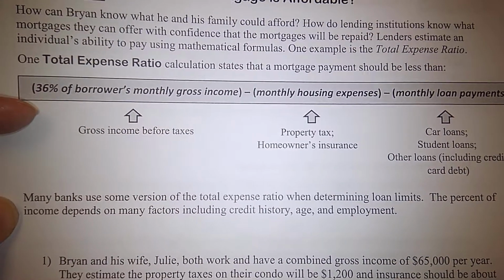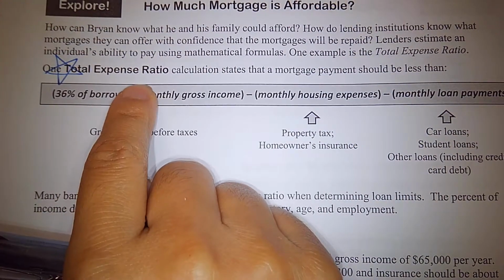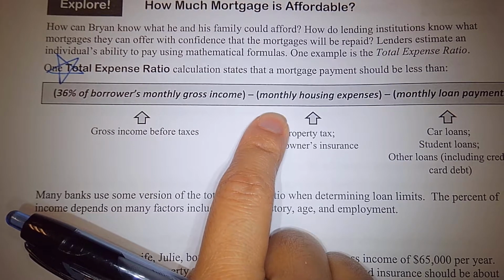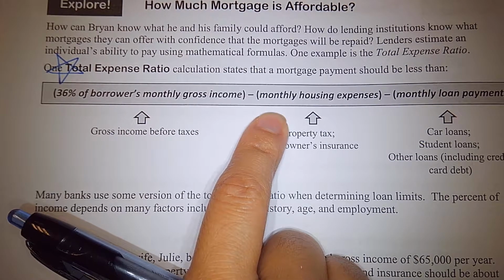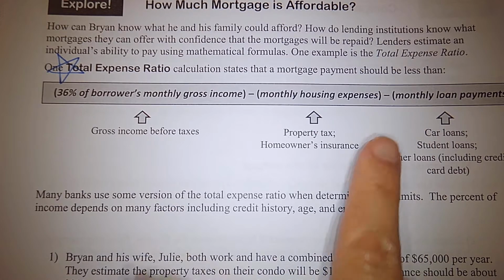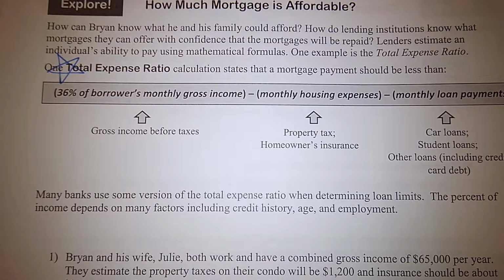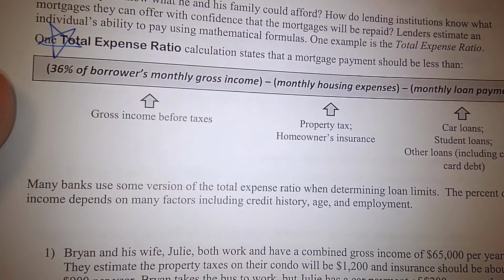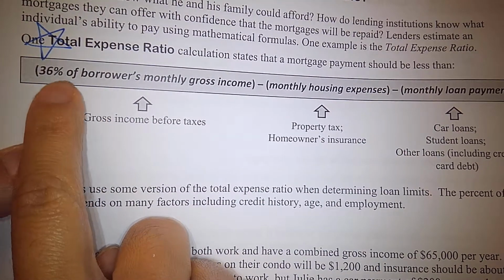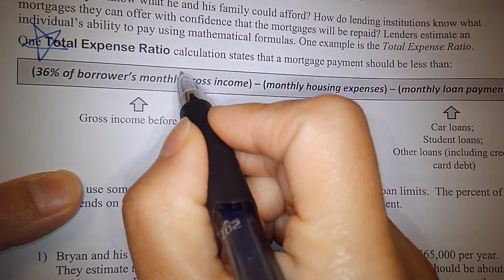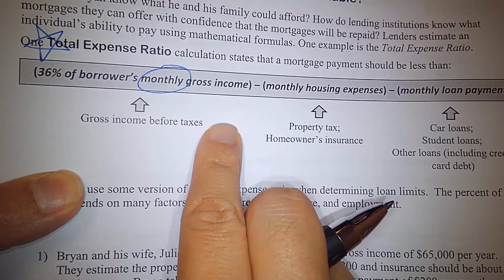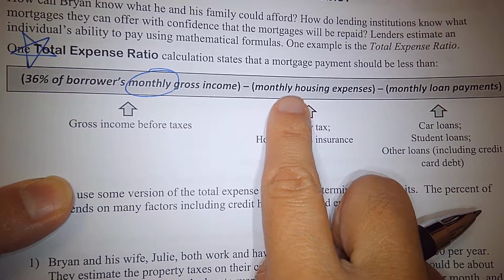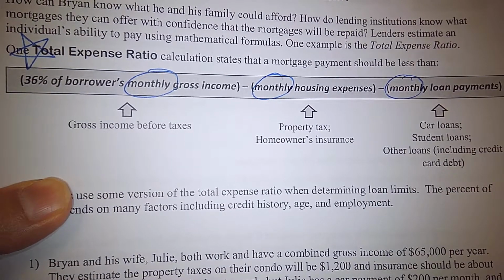All right, thanks. So the total expense ratio formula is telling us, if you know your monthly income and some other expenses, how much money you can set aside to be your monthly payment, how much you can pay each month for your house mortgage. So what does this formula tell us? It says 36% of the borrower's monthly gross income, monthly because mortgages are monthly.